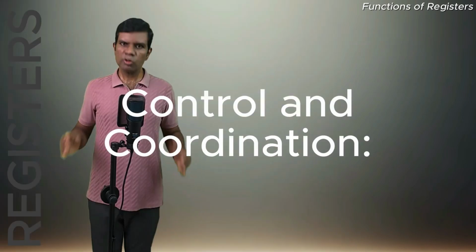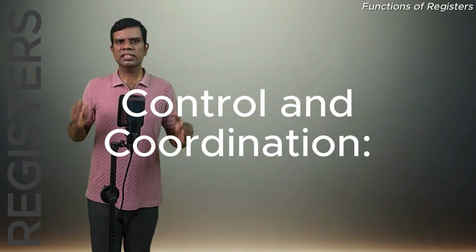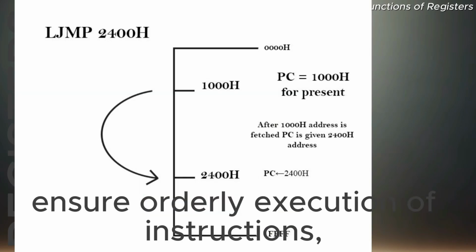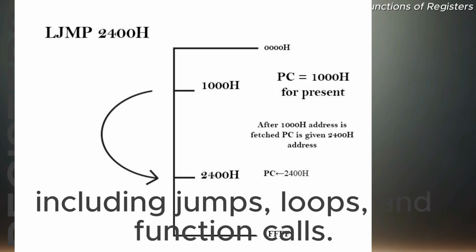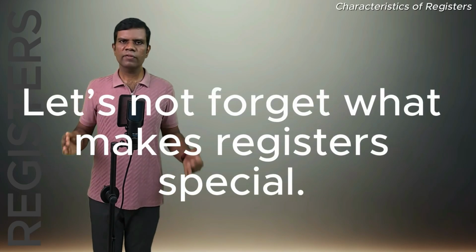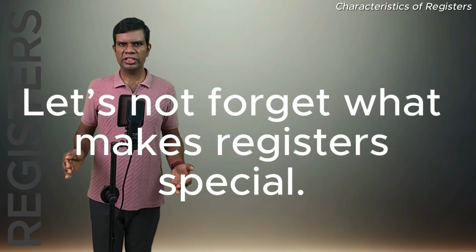Sixth one, control and coordination. Registers like the program counter and stack pointer ensure orderly execution of instructions, including jumps, loops, and function calls. Next, moving to the characteristics of registers. Let's not forget what makes registers special.